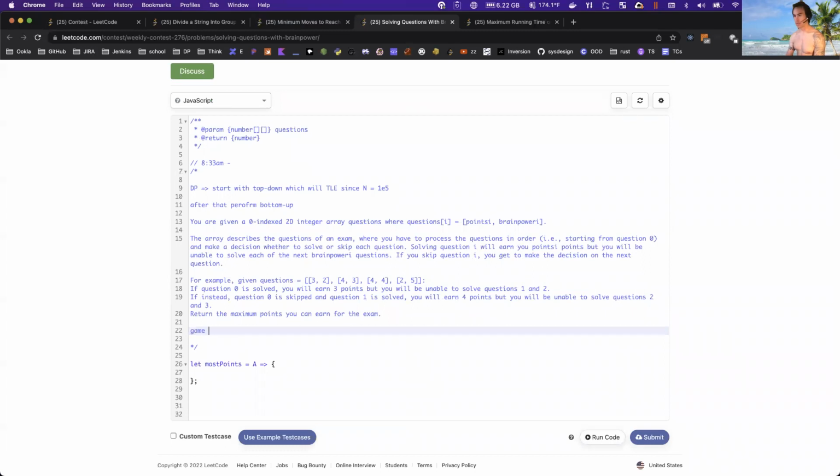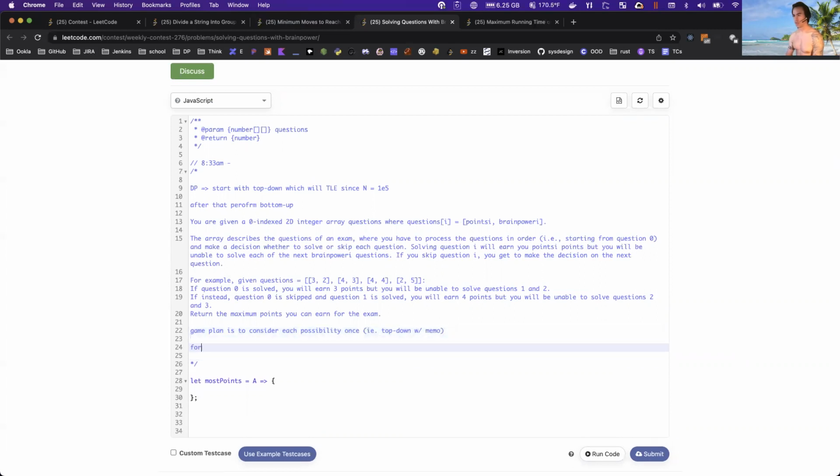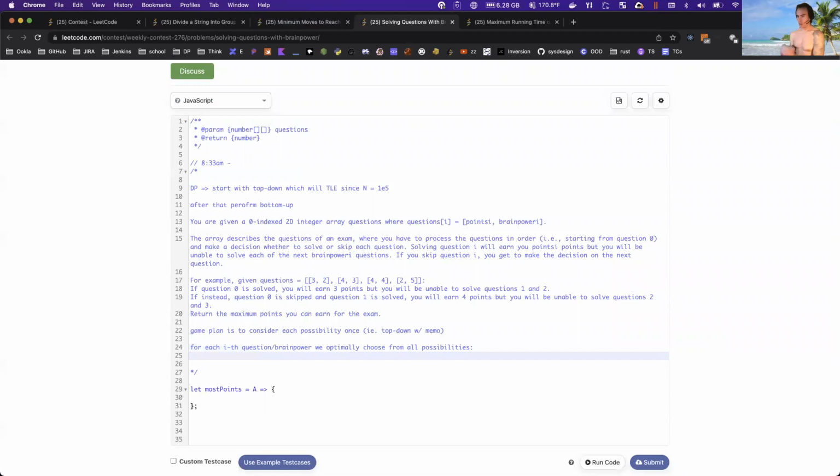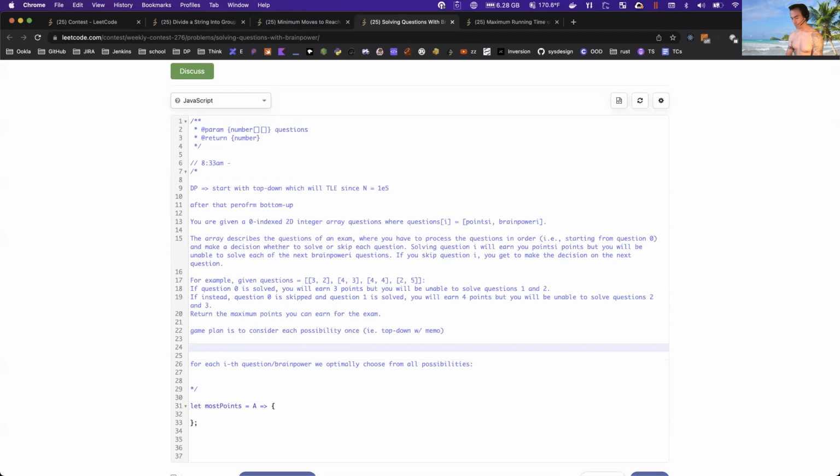Pretty sure. So the game plan is to consider each possibility once. Top down with memo will be a good start. For each ith question, brain power, we optimally choose from all possibilities. Okay, so the goal is to maximize the points, cost, score, whatever you want to call it, right?